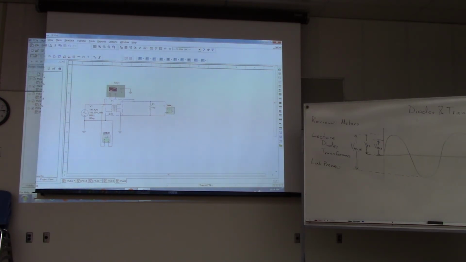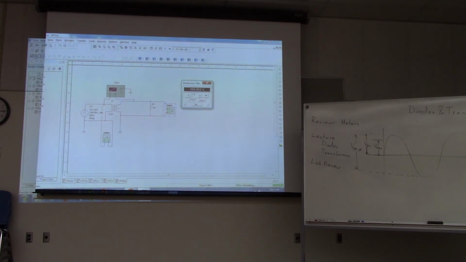If we run this, open this up. Yeah, we get about 400 volts out. Now, you'll notice that we're reading a meter. So what type of voltage are we reading? RMS, exactly. So we're seeing 400 volts RMS when we put in 100 volts RMS. Right?